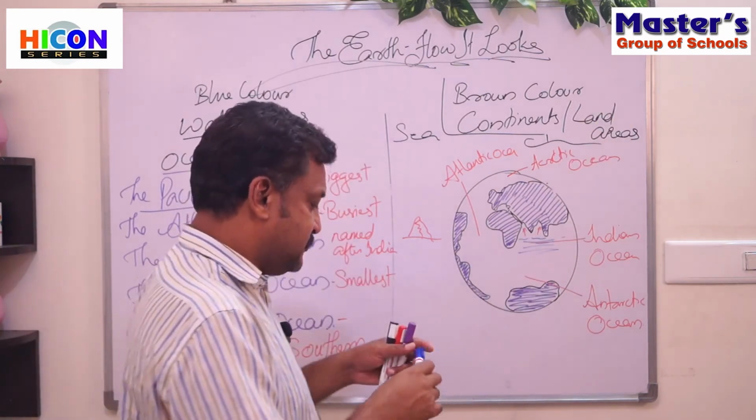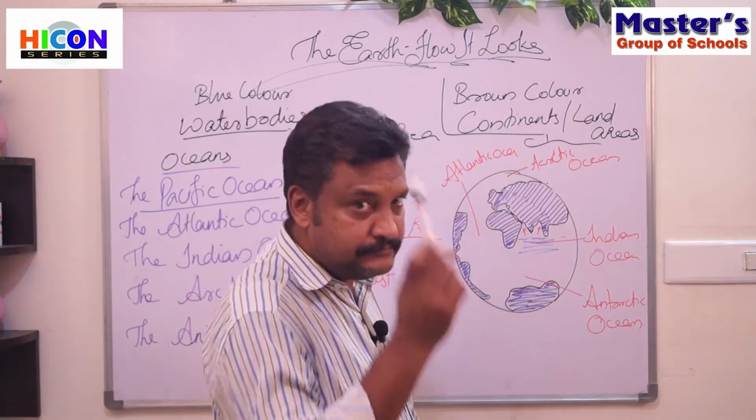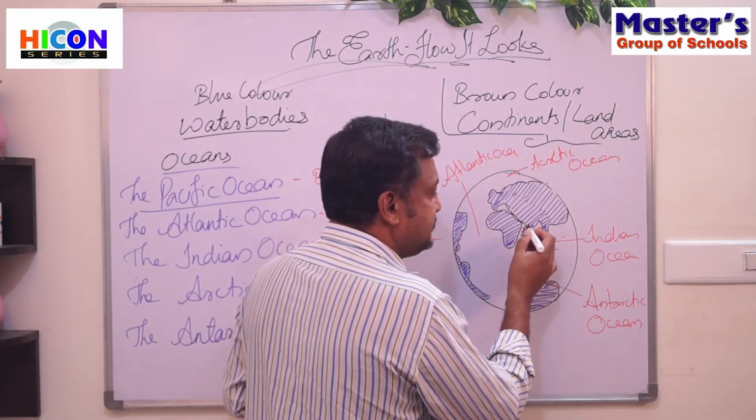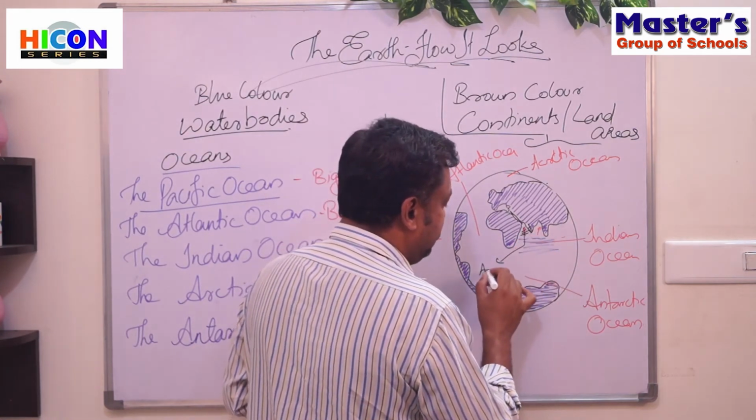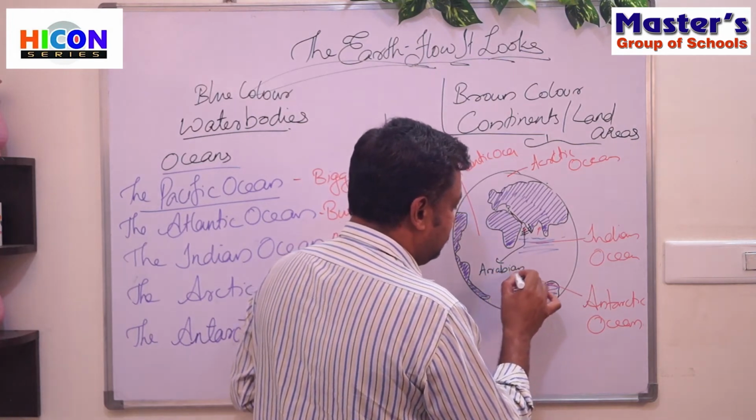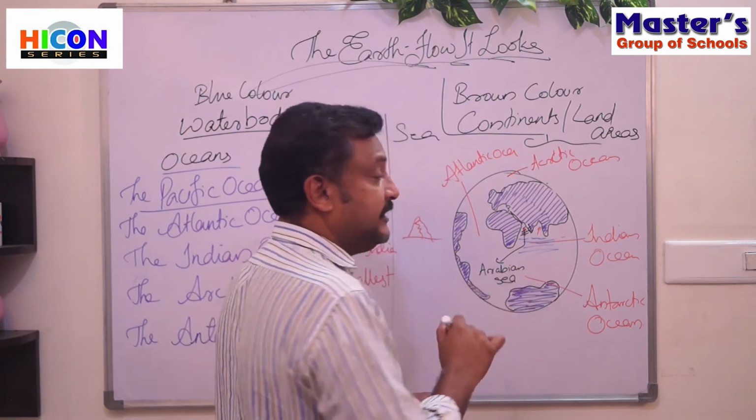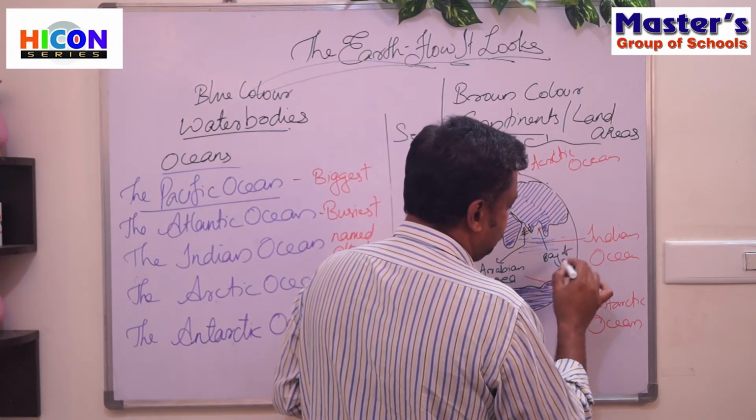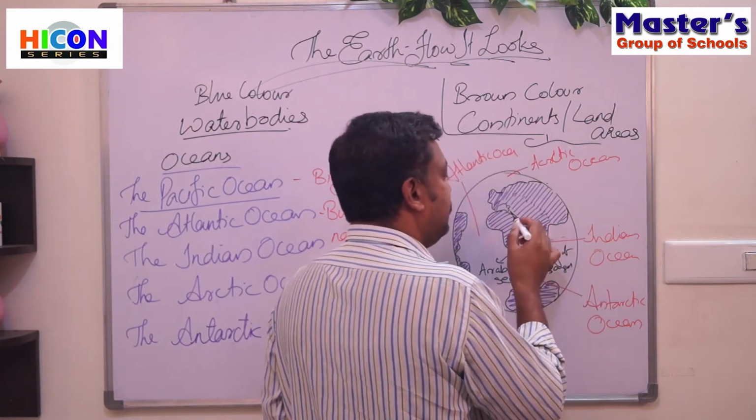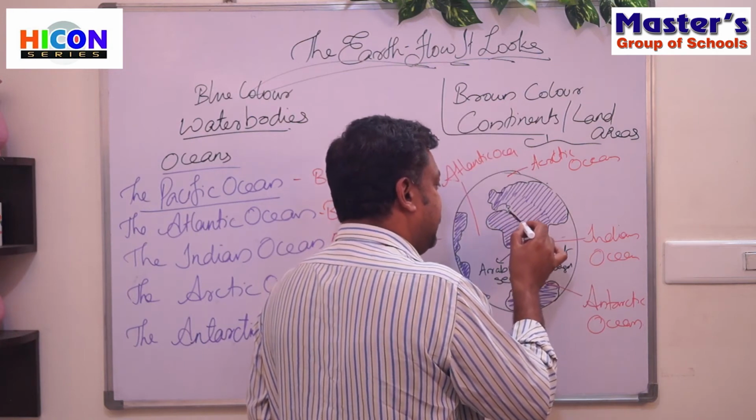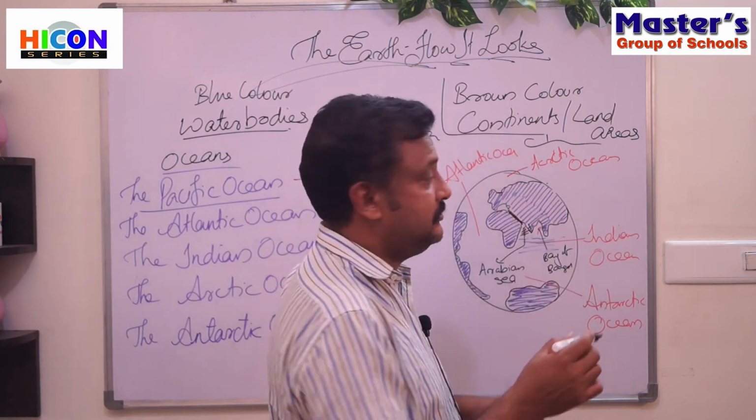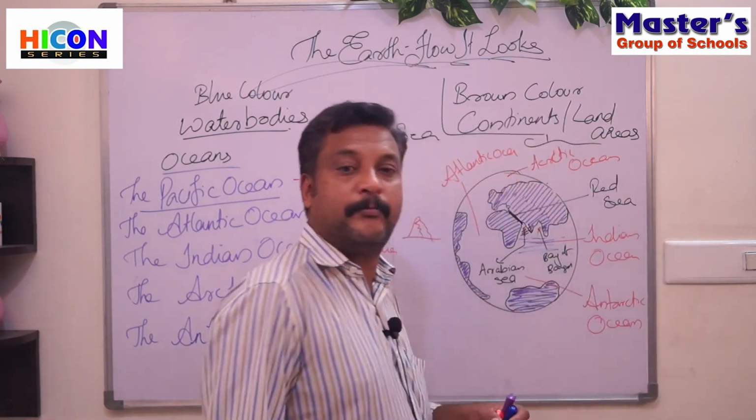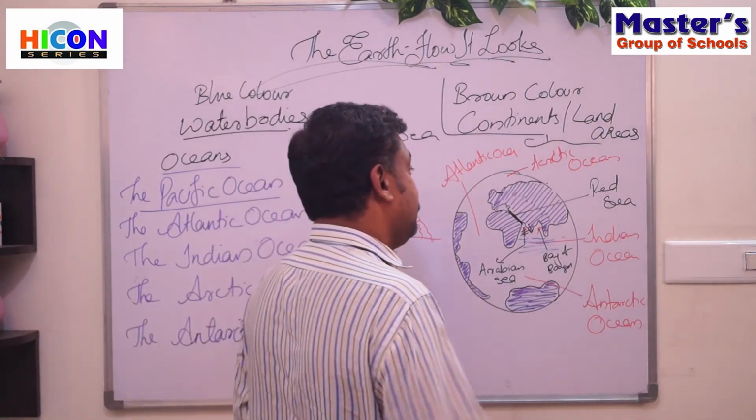For example, this one, I told you this is India. Now we have a water body in this part, isn't it? What is this water body? That is the Arabian Sea. Even the Bay of Bengal is a sea. Here in between Africa and Asia there is a small water body. What do we call that? That is called the Red Sea.